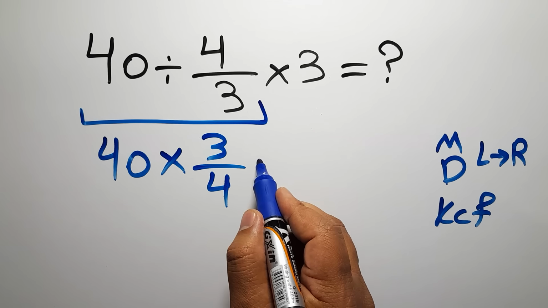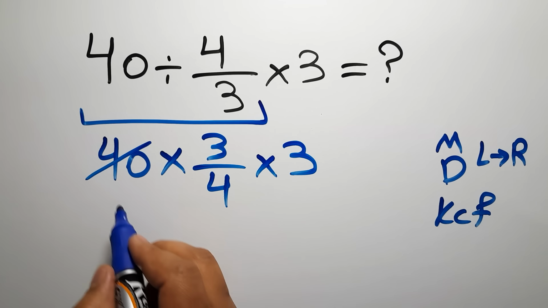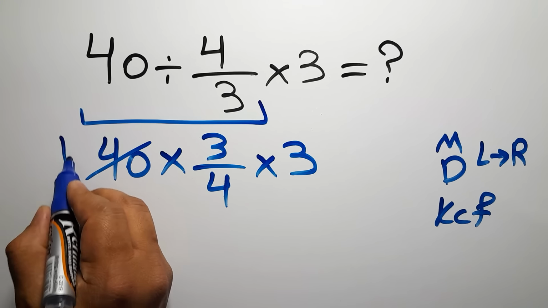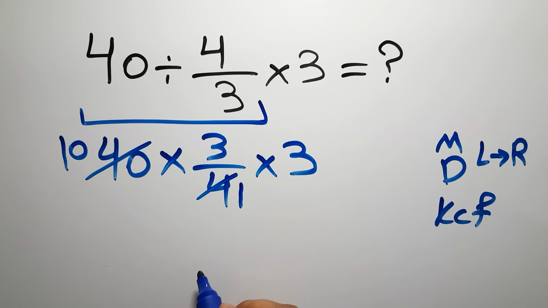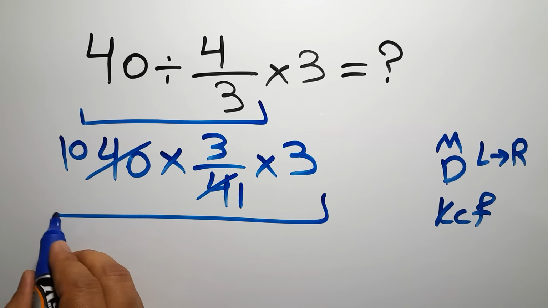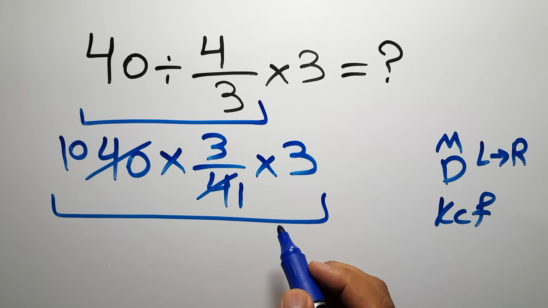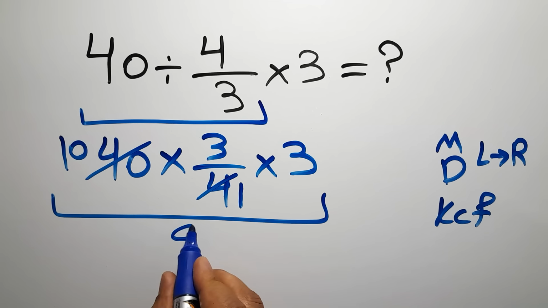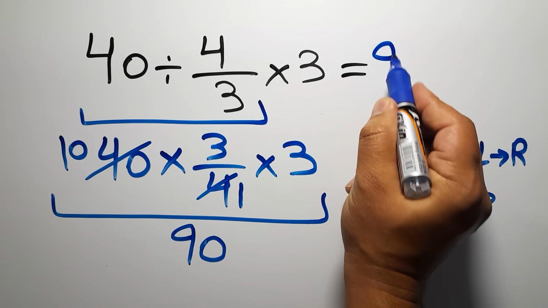And again here we have times 3. Okay? Now, 40 divided by 4 gives us 10. And 4 divided by 4 equals 1. So we have 10 times 3 and times 3, which equals 90. And this is our final answer to this problem. The correct answer is 90.